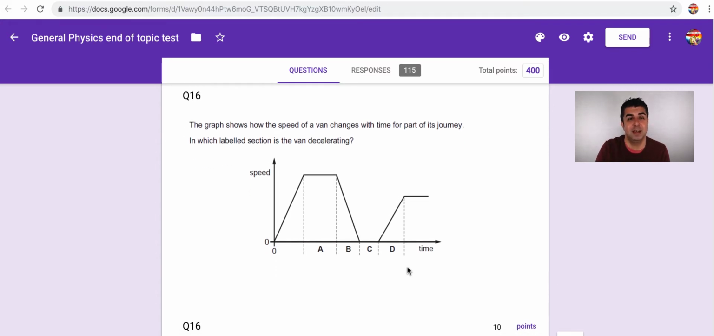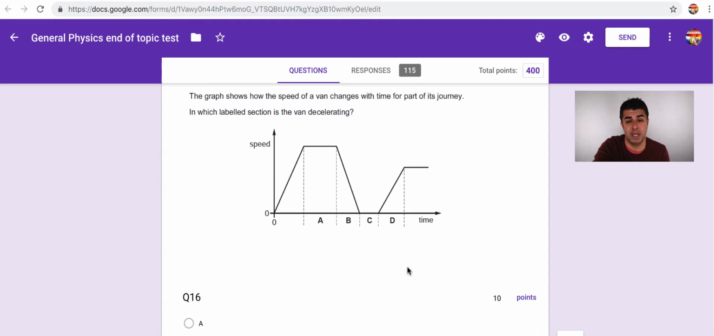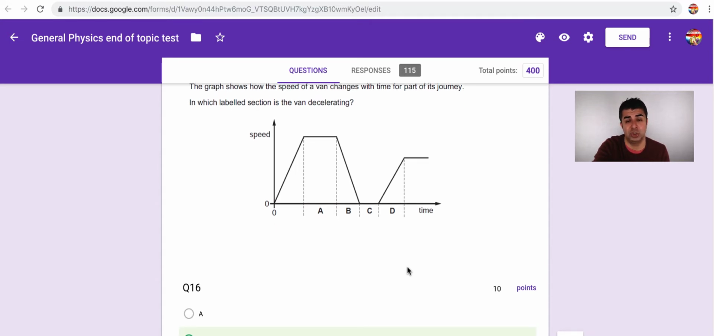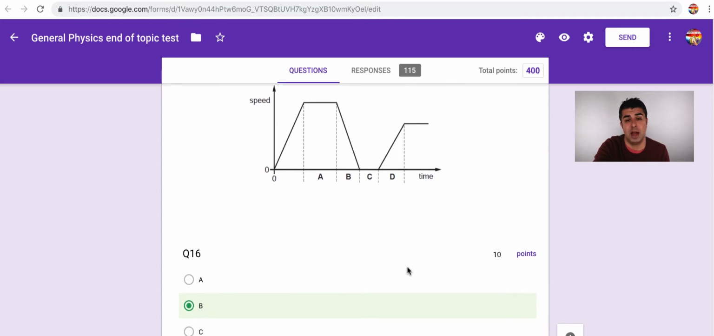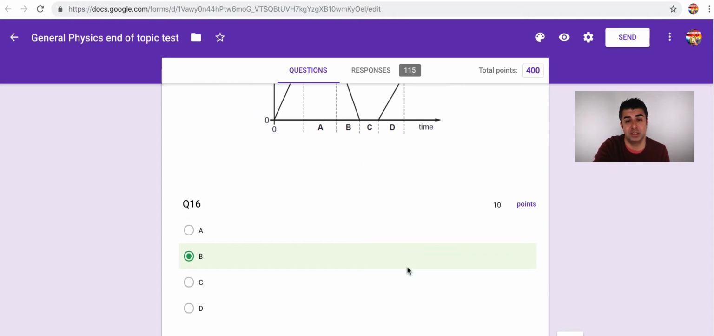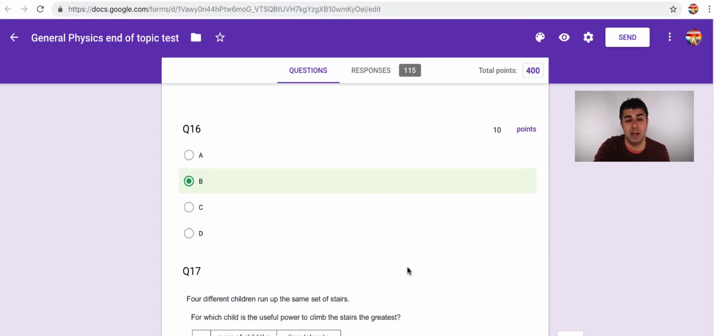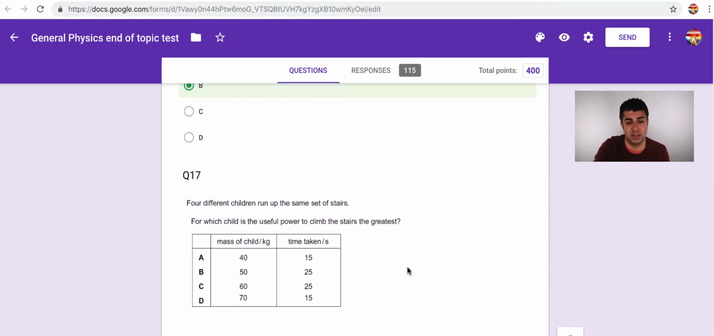Question number 16. The graph shows how the speed of a van changes with time for part of its journey. In which labelled section is the van decelerating? Now decelerating means slowing down. The only region where this van is slowing down is in region B. In region A, it's travelling at constant speed. In region C, it's stationary, and in region D, it's constant acceleration. Region B is constant deceleration.